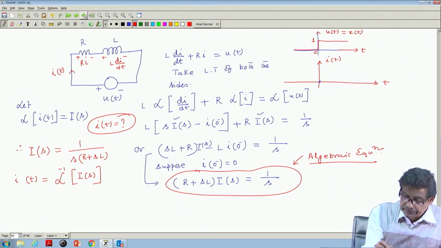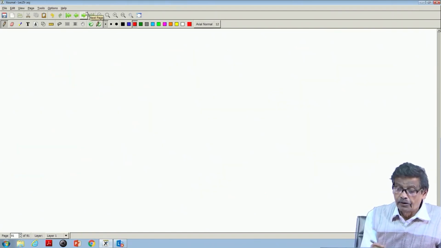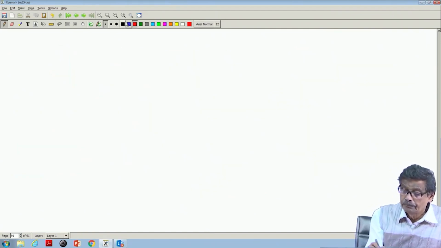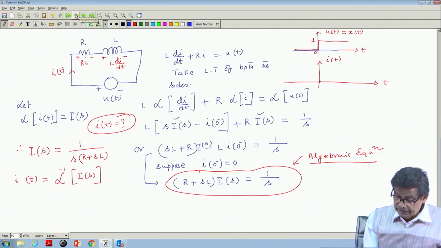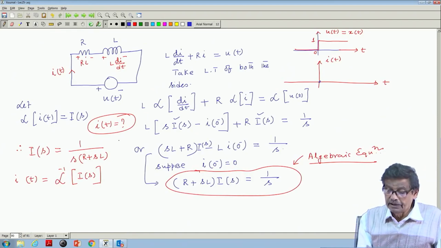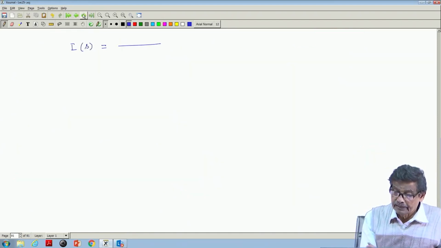Now, let us do this. So, I have got now I(s), I have got it to be how much here, s into R plus sL. So, right here s into this is s times R plus sL.